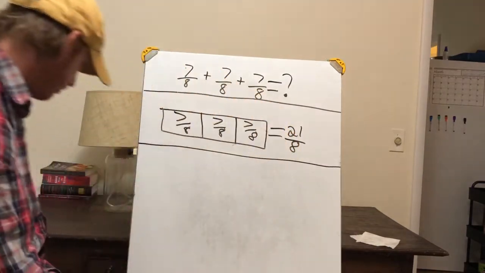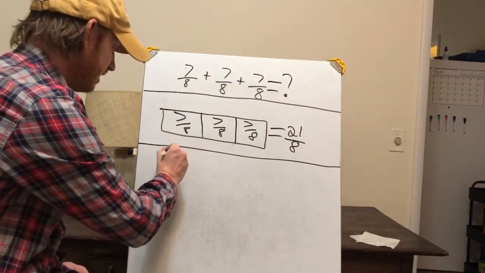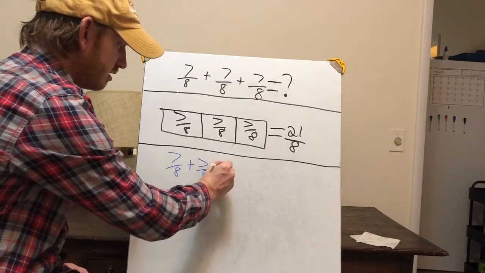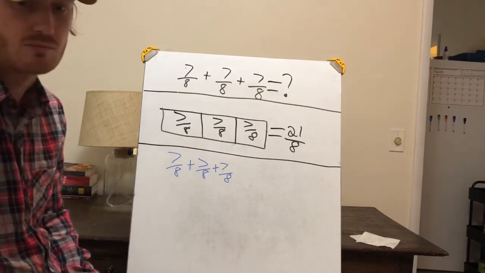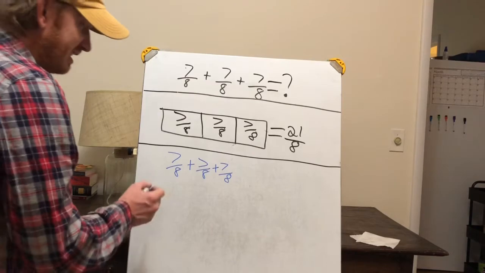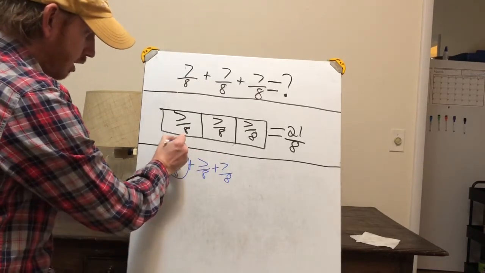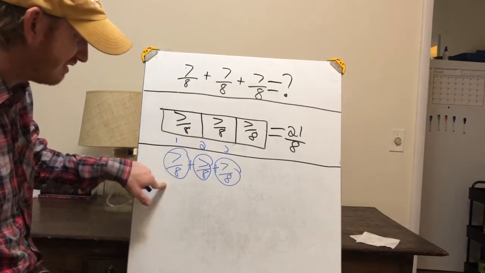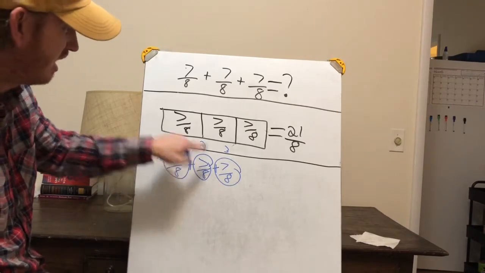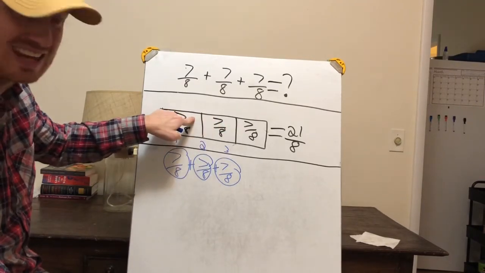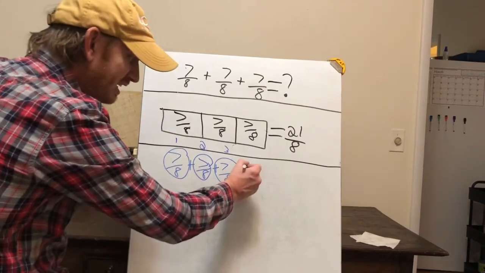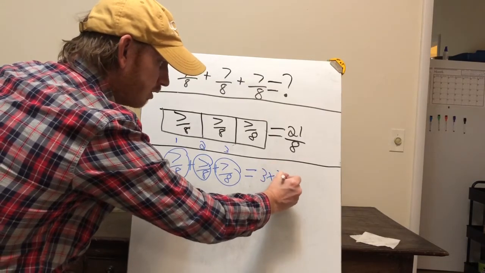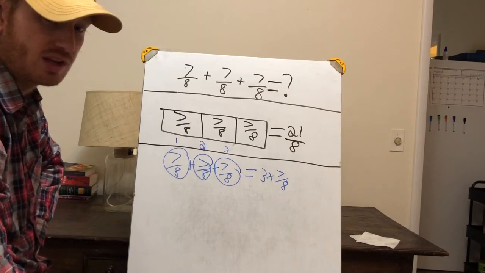So I'm going to rewrite my problem like this: 7/8 plus 7/8 plus 7/8. Well, if I look at it, I can see that I have 1, 2, 3. I have 7/8 3 times. I can also look at my diagram and see that I have 7/8 3 times. So that means that we're going to have 3 times 7 over 8.